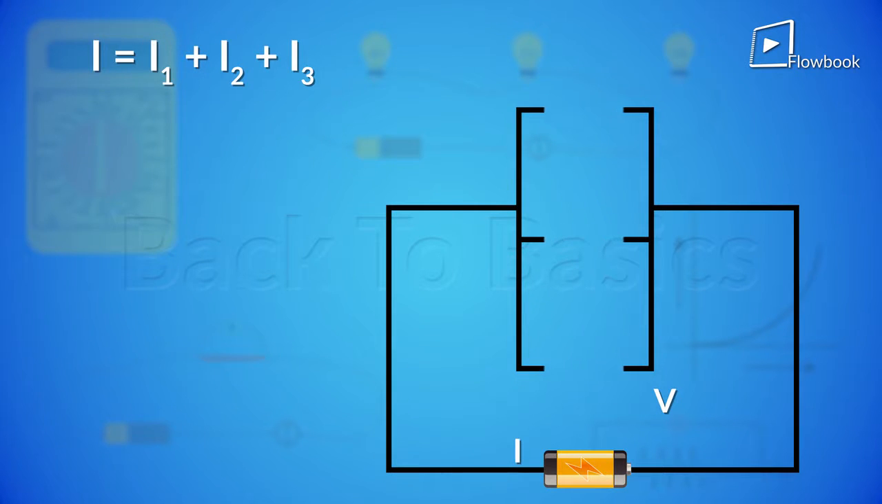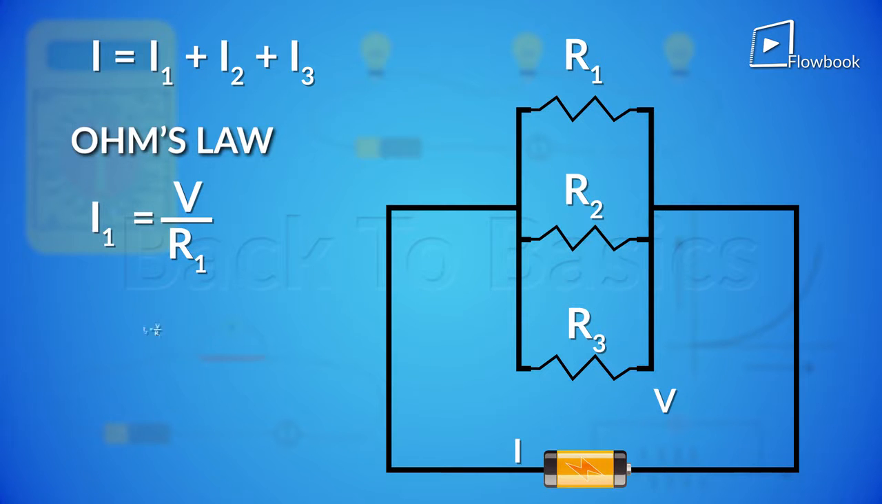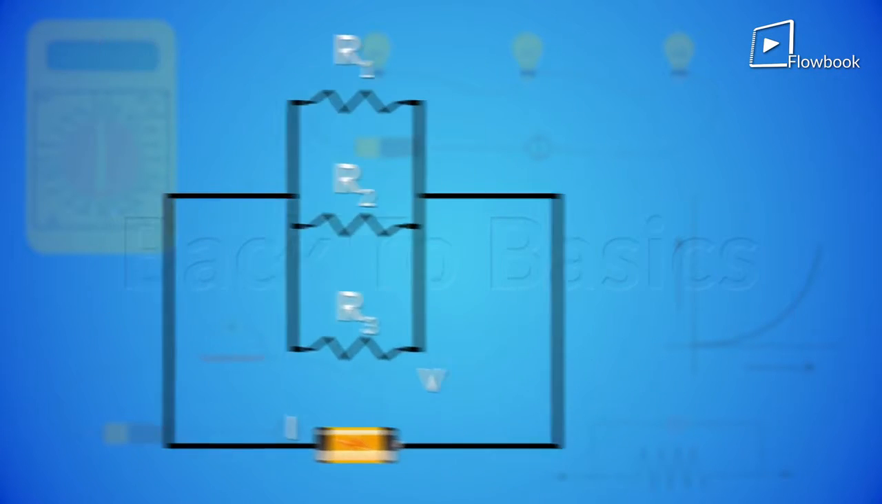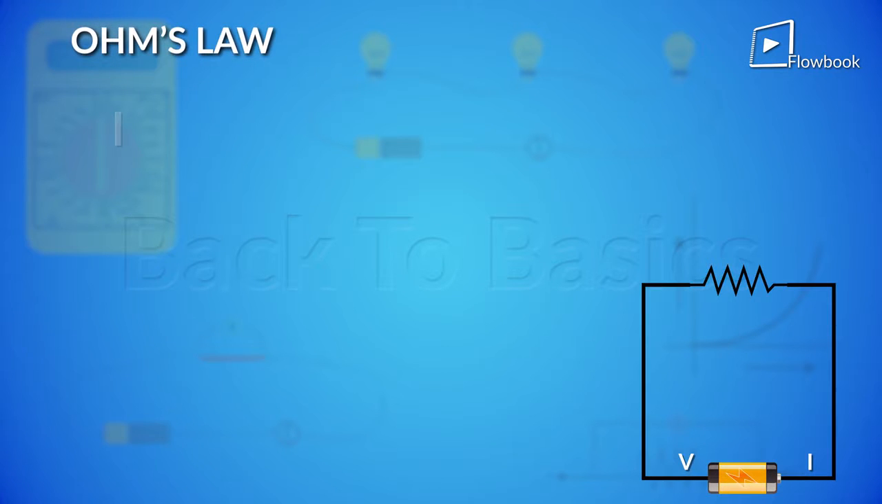If we replace the bulbs with resistors R1, R2 and R3, then according to Ohm's law we have I1 is equal to V by R1, I2 is equal to V by R2 and I3 is equal to V by R3. Again, if we want to replace the complete resistors with an equivalent resistance, a current I and the same battery of potential difference V, we get by Ohm's law that I is equal to V by R equivalent.